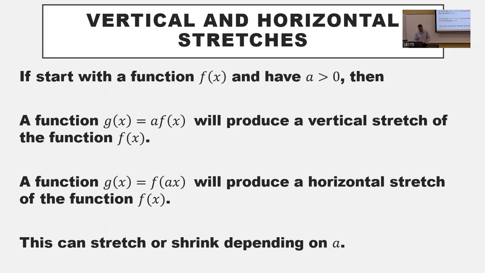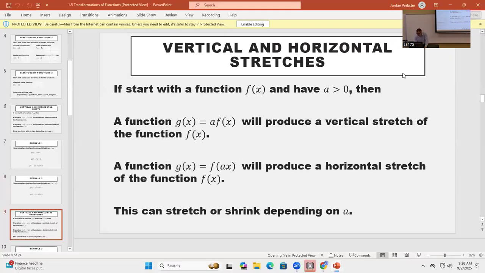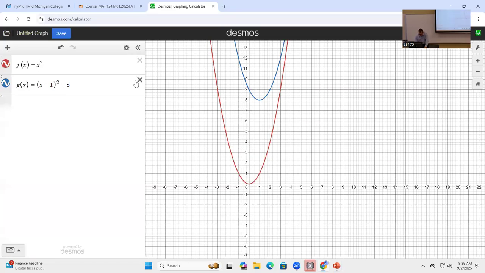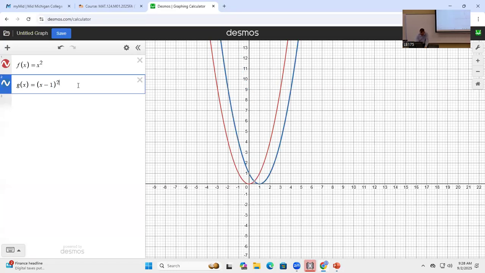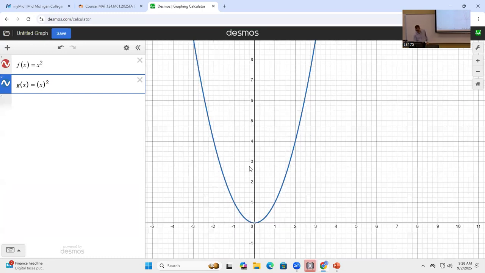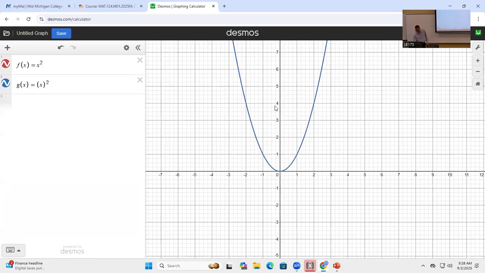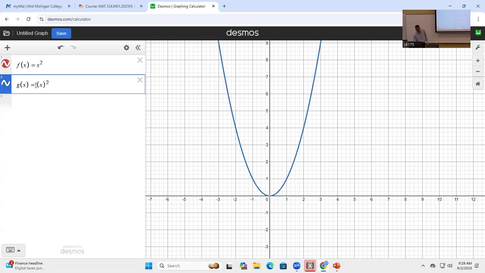Okay. Let's take a look at an example. We'll start with our base quadratic, and then let's just multiply it by a number. Let's multiply it by the number 2 on the output end, so after I've squared the inputs. So here's what we mean by vertically stretching.